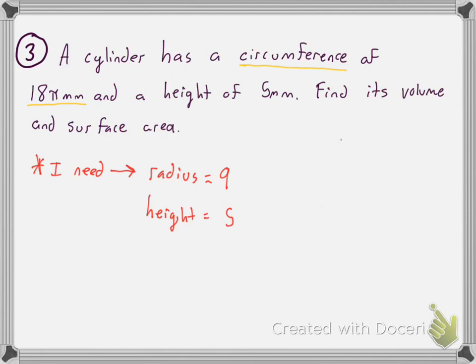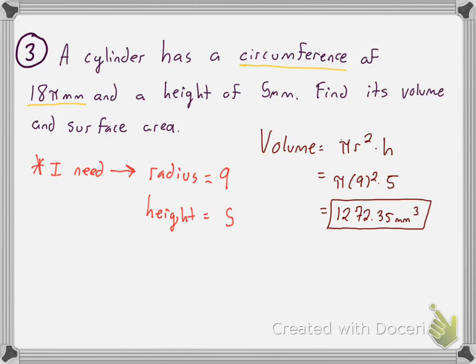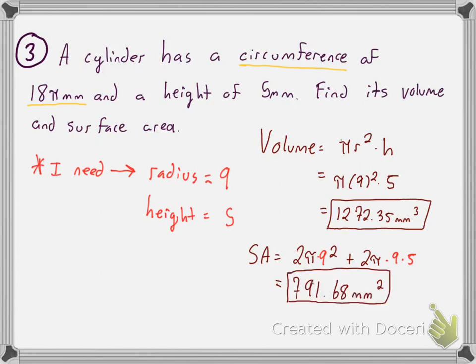Now I'm going to do the same thing that I did in problem number 1. I have my radius, I have my height, plug them in accordingly to the correct formula. Volume, again, is pi r squared times h. Plug it in. I get this in terms of pi. And my final answer is 1,272.35 millimeters cubed. For surface area, again, I had 2 pi r squared plus 2 pi r h. Plug in my radius and height accordingly. In terms of pi, I would have this. If I wanted to round it to the nearest hundredth, my final answer would be 791.68 millimeters squared.